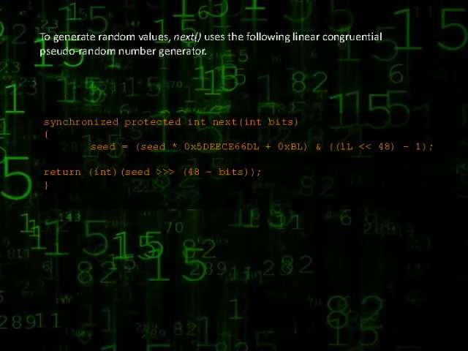To generate random values, the next function uses the linear congruential pseudo-random number generator shown on the screen. Note that even though seed is stored as a long, Java's signed 64-bit integer type, only 48 bits of state information are stored in it. Further, the constant multiplier and increment are identical to those used in the popular rand48 family of linear congruential random number generators found on many Unix-like systems.